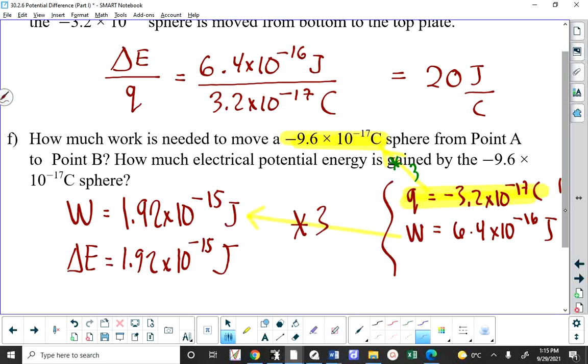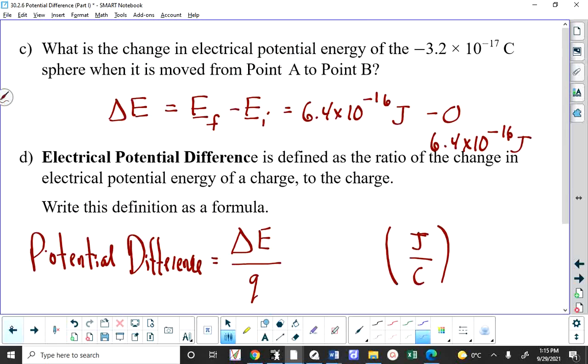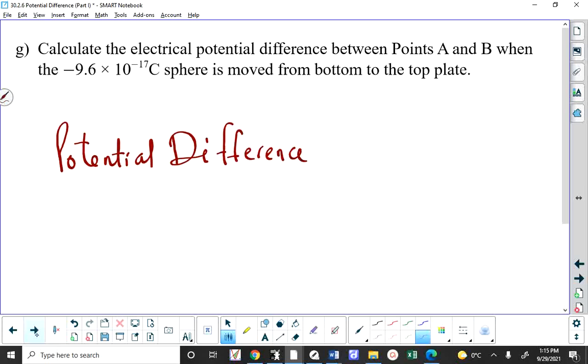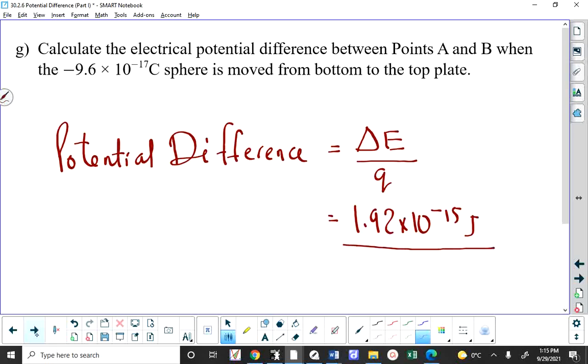So now, using this formula that we have in D, we are asked to calculate the electrical potential difference now. The electrical potential difference equals change in energy over charge. So you're going to take the change in energy, 1.92 times 10 to the negative 15 joules, and divide by the charge, 9.6 times 10 to the negative 17 coulombs, to get the electrical potential difference.